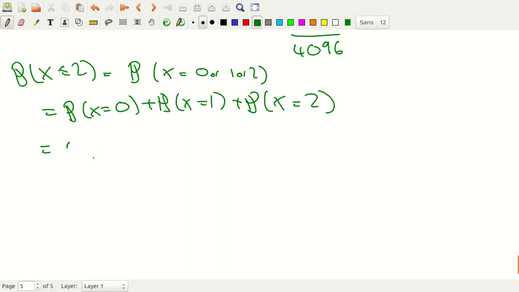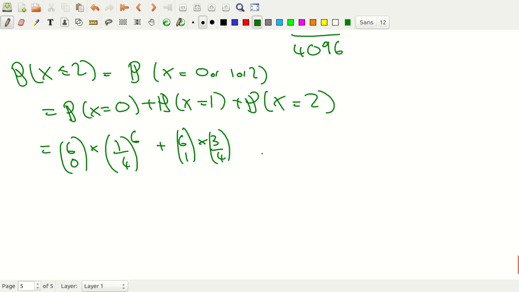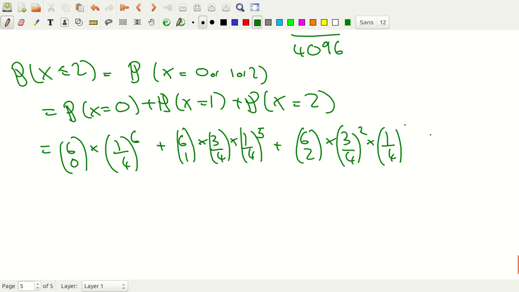No heads at all, so that's 6 choose 0, one way to put the tails in, times no successes, 6 failures, 1/4 to the 6th, plus 6 choose 1, places to put in our success, our heads outcome. The chance that heads turns up in the correct place is 3/4, times 1/4 to the 5th for the other outcomes. And finally, 6 choose 2 ways to put in 2 successes, times 3/4 squared, times 1/4 to the 4th.